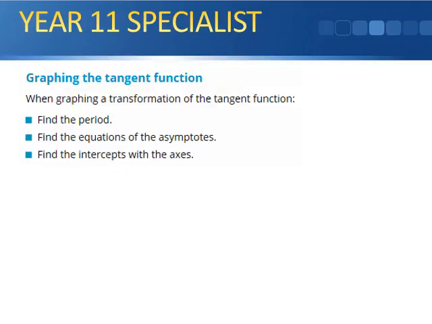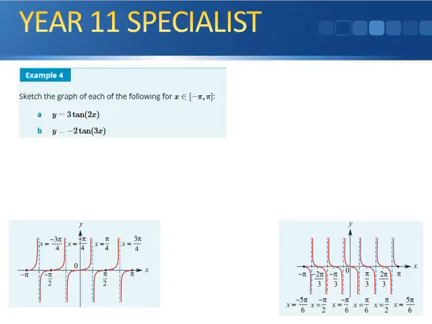Graphing the tangent function. Okay, to graph it, you should find the period, find the equations of the asymptotes, and find the intercepts with the axes. Example 4 says sketch the graph of each of the following for x between negative pi and pi, 3 tan 2x. Okay, there's part A. I wasn't going to go and sketch this because it was just, me and my sketching, and there's part B over there. Okay, so that's all sketched for you.